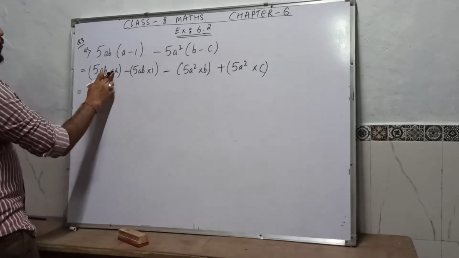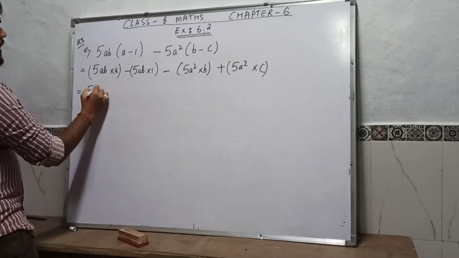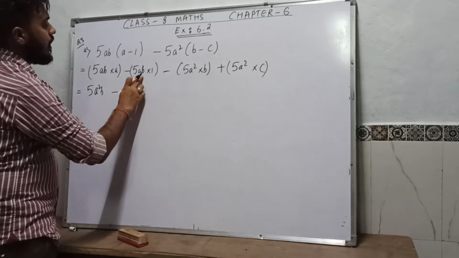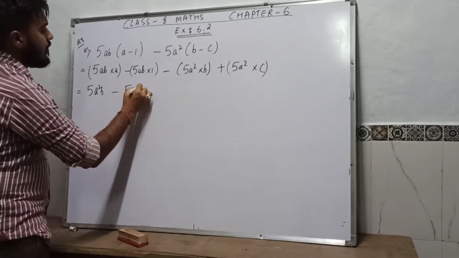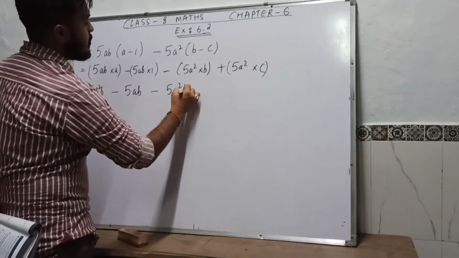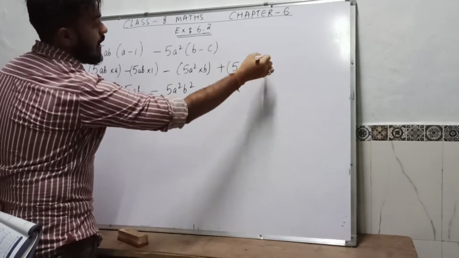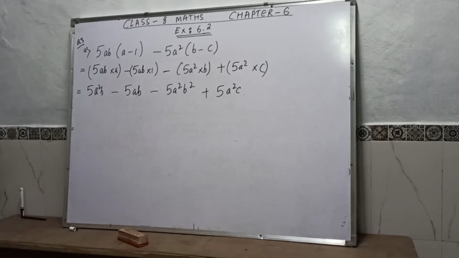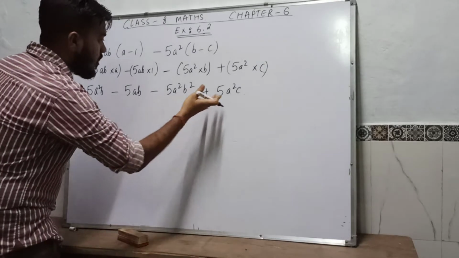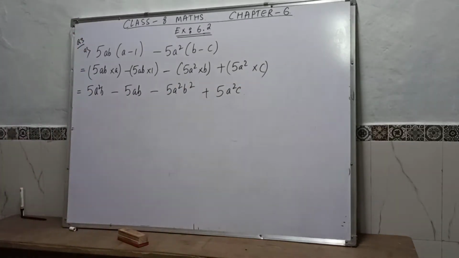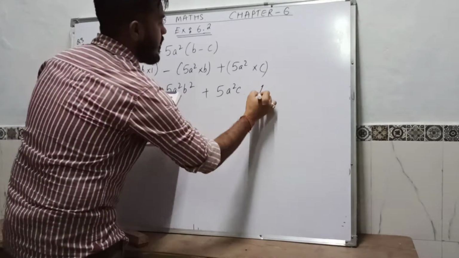Okay, so 5 into 1, 5, a into a square b, minus 5ab into 1, 5ab, minus 5a square into b, so 5a square b, plus 5a square into c, 5a square c. So that's very simple. Can we do anything further here? We cannot do. Nothing is similar. A square b, ab, a square b square, a square c. Nothing is similar here. So this is the answer. Okay. This is the solution.